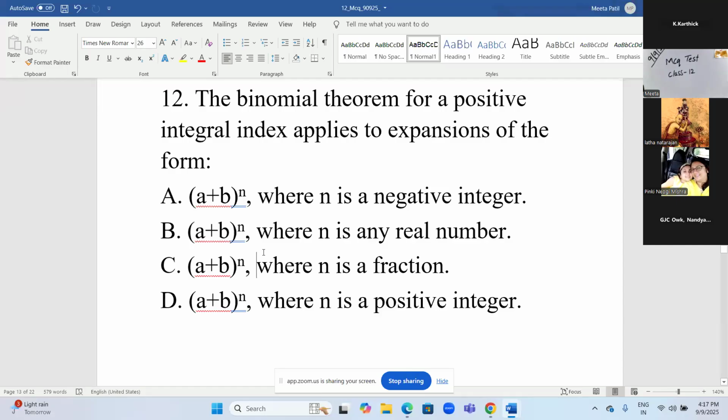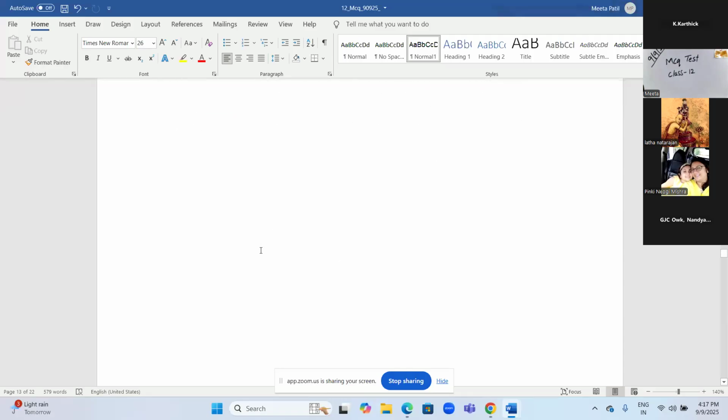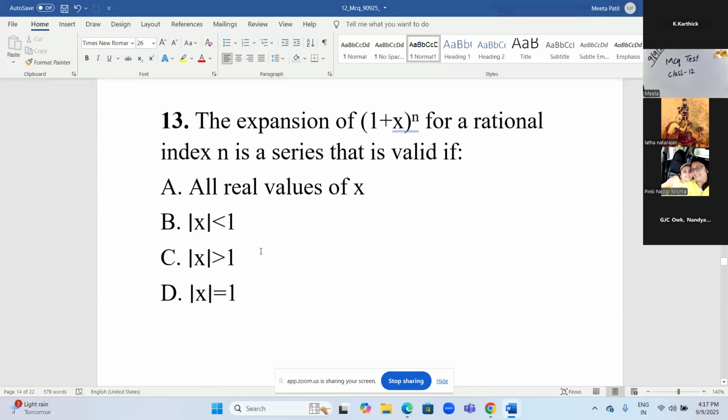We are moving for the next question now. So your 13th question is, the expansion of (1 + x) power n for the rational index n is a series that is valid if the options are option A, it will be valid for all the real values of x. Option B, mod x is less than 1. Option C, mod x is greater than 1. Option D, mod x is equal to 1.